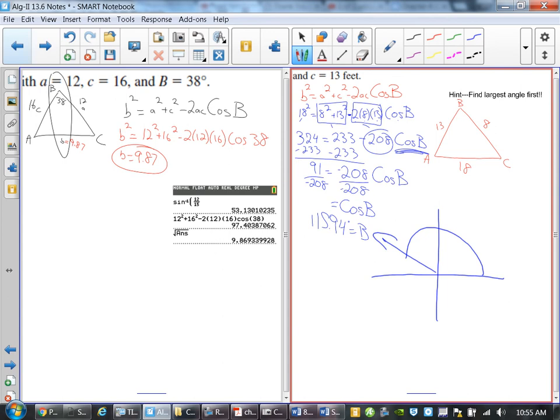Now, just think about this. Would this have a positive or negative sine value for 115? Be positive, because sine, remember, is your y value. Is y positive or negative in the second quadrant? It's positive. These are little things that we'll start to pick up on a little bit more once we get rid of these pesky calculators.